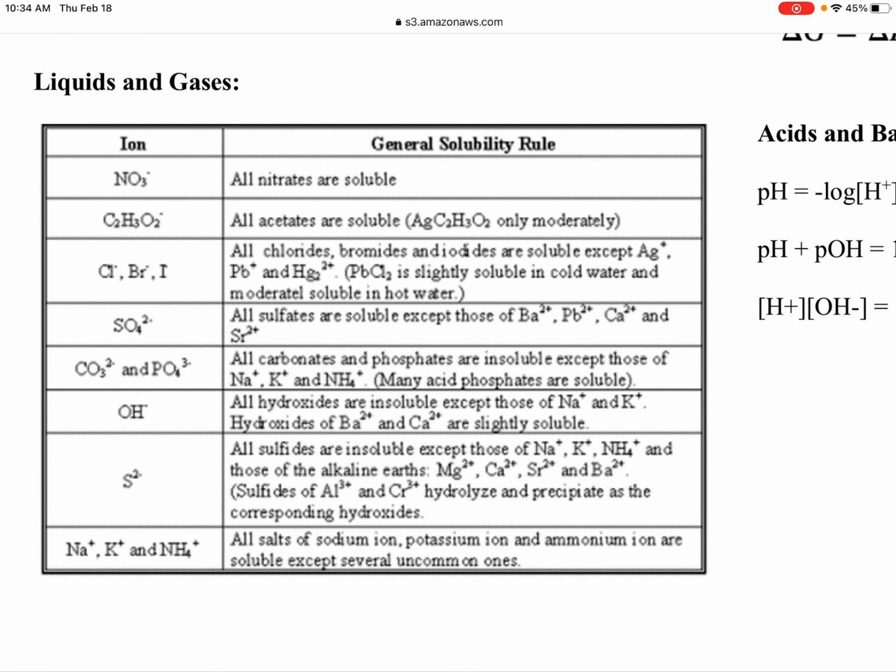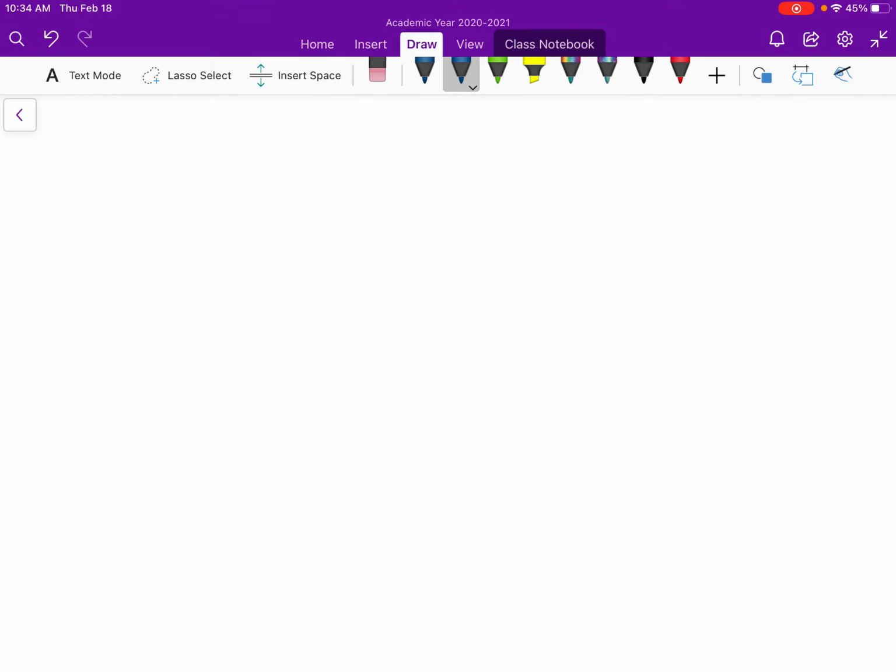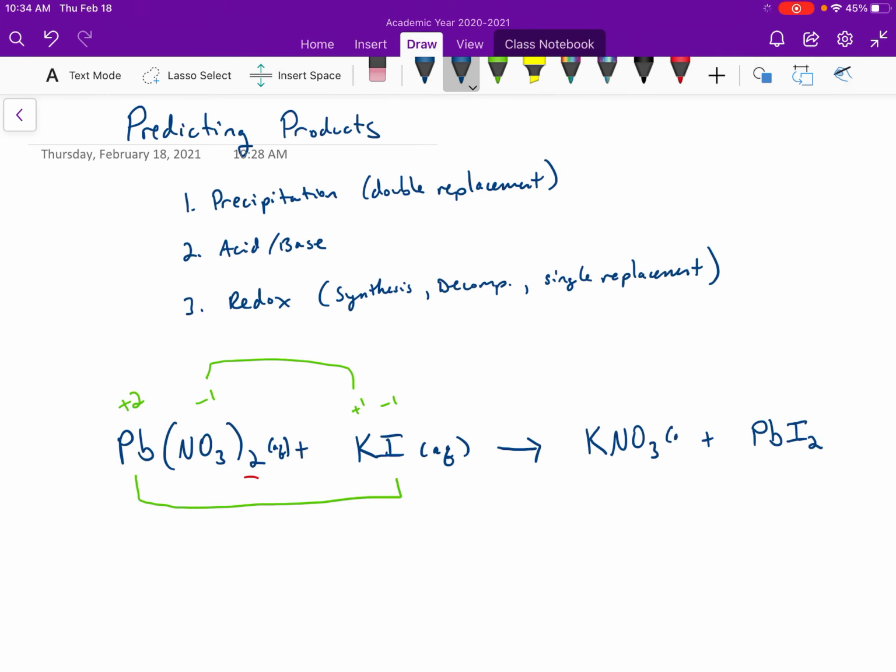Right, so all nitrates are soluble, so the KNO3 should stay soluble. And now we've got to look for lead iodide. All iodides are soluble except when with lead. Okay, so going back, that means that this one is aqueous and this one is solid. So we have just confirmed that not only is this the reaction, but it is also, yes, a precipitation reaction because a precipitate was formed.